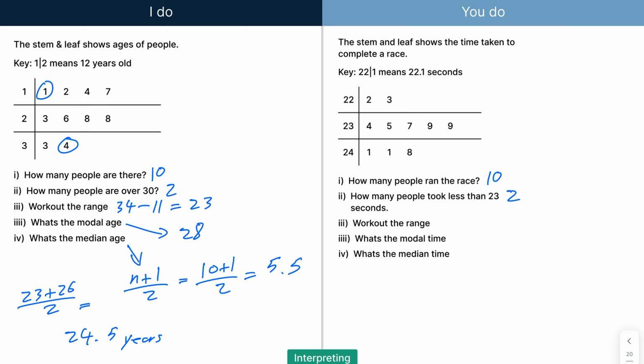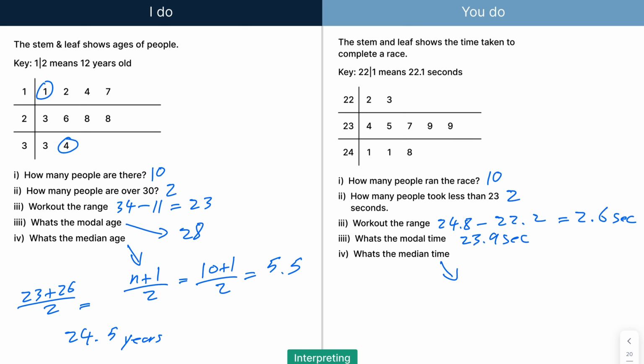Work out the range. So that's 22 point... No, sorry. The biggest number here is 24.8 minus 22.2. 24.8 minus 22.2, that gives me 2.6 seconds. That's the range. What is the modal time? So I can see that these 2 are common, so that will be 23.9 seconds.